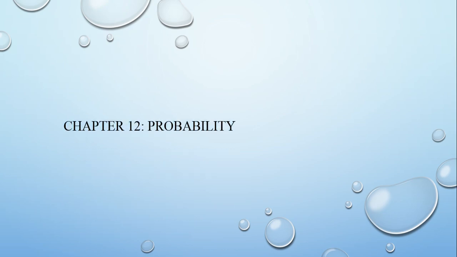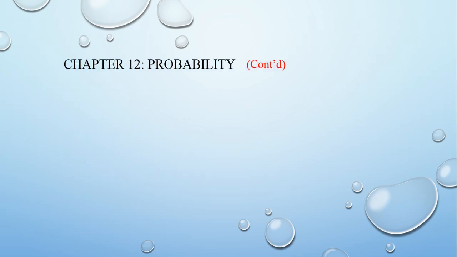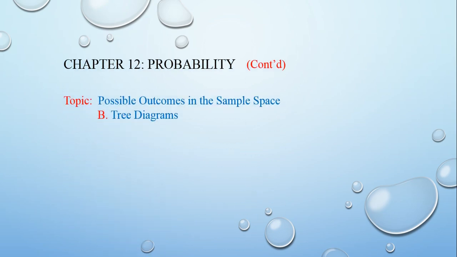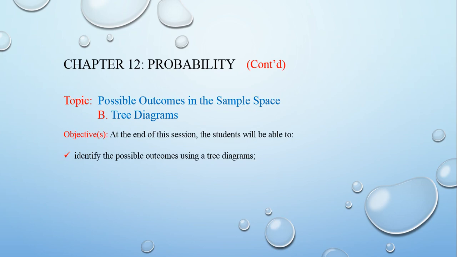Now we continue our lesson again on possible outcomes, talking about tree diagrams. At the end of this session, you will be able to identify possible outcomes using a tree diagram and also use a tree diagram to help find the probability.